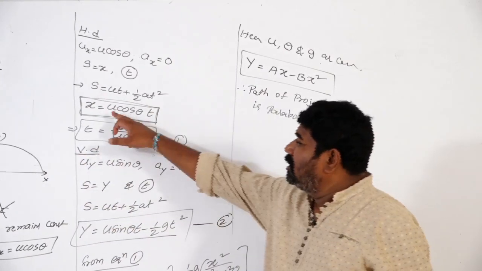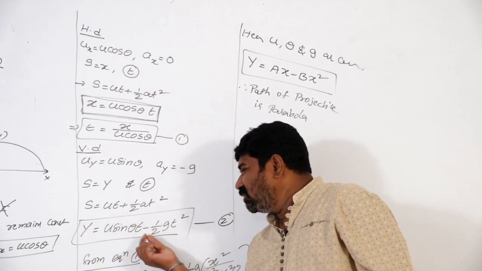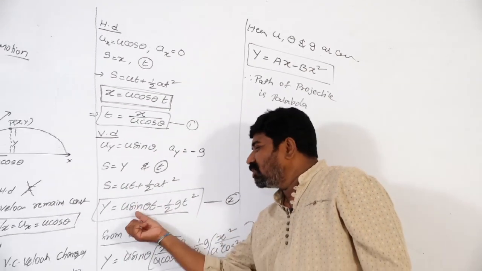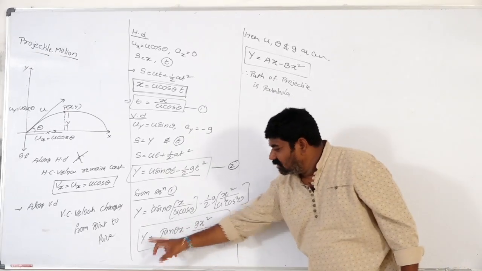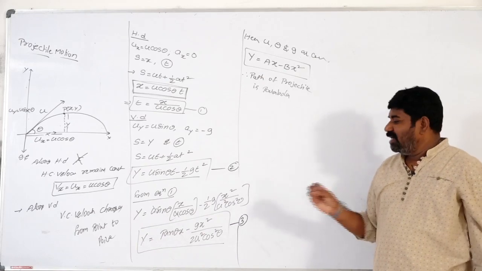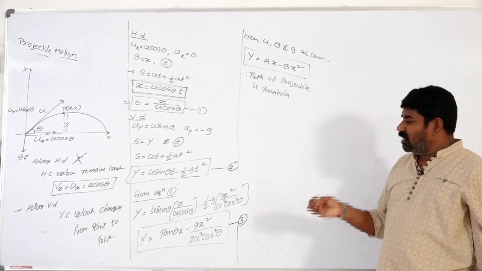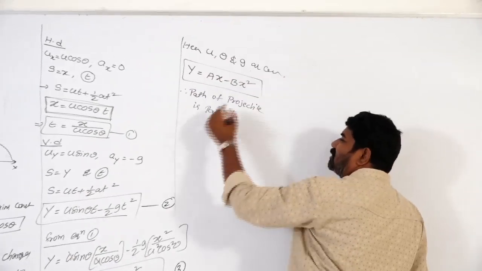What is the formula? x = u cos θ · t. And what is the vertical distance in time t seconds? y = u sin θ · t − ½ g t². What is the vertical distance with respect to the horizontal distance? y = tan θ · x − g x² / (2 u² cos² θ), and y = a x − b x².